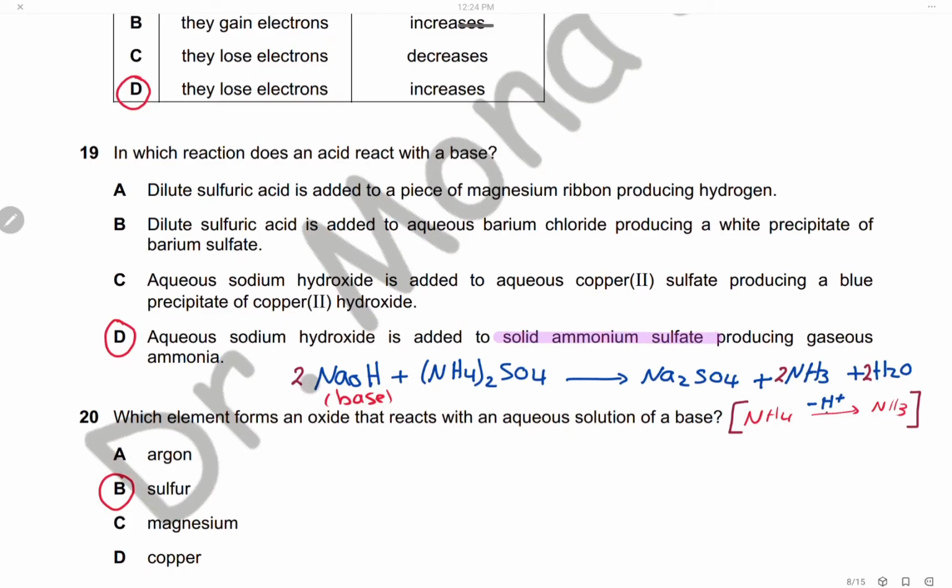Question 19. In which reaction does an acid react with a base? Acid is a proton donor and a base is a proton acceptor. So we will choose a reaction in which one of the reactants donates a proton and the other reactant accepts this proton. Here, equation D, sodium hydroxide is added to solid ammonium sulfate. Each ammonium ion will lose one proton to convert into ammonia gas. This proton lost from the ammonium ion will be gained by hydroxide to form water. So an acid-base reaction is represented by equation D.